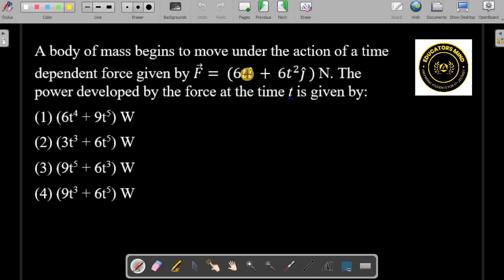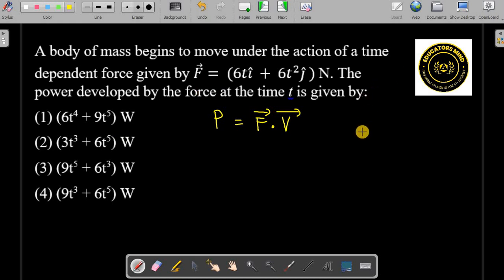Now they have given a body of mass m. I think some mass will be given. It begins to move under the action of a time-dependent force given by this. We need the power developed. So what is power? Instantaneous power is force into velocity, right? So force is given. We need to calculate velocity. How do we get the velocity? We have to get it from force itself.